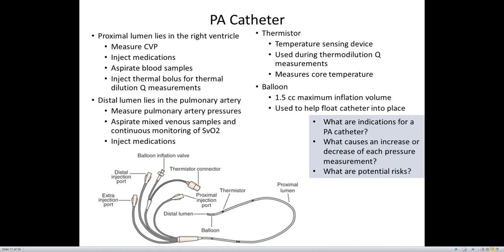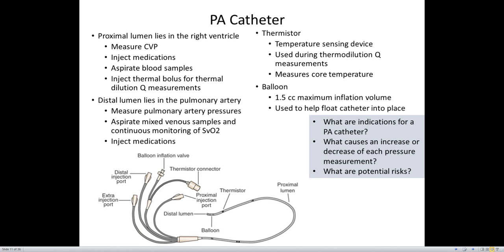Okay, so let's look at this catheter a little bit more. So the proximal lumen lies in the right ventricle, and this measures central venous pressure. It can be used to inject medications, aspirate blood samples, venous blood samples, and it can be used to inject thermal bolus for thermal dilution cardiac output measurements. The distal lumen lies in the pulmonary artery. It measures pulmonary artery pressures. It can be used to aspirate mixed venous samples and continuous monitoring of SpO2. And it also can be used to inject medications.